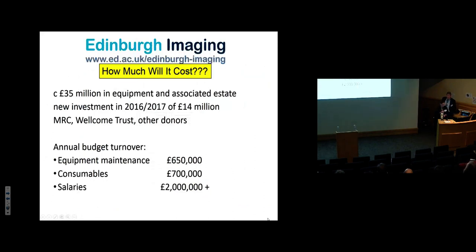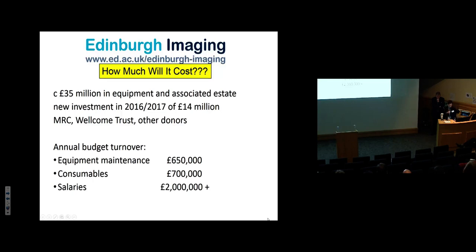Well, if I may have labored that point a few times, it's because imaging research is exceptionally expensive, and we are not NASA, any more than our speaker has been NASA endowed either. We're very fortunate that the university has been very proactive in supporting the ongoing investments in imaging. We currently have something like a 35 million footprint in terms of the equipment and associated estate, and the recent investment in the last year has been in the region of 14 million, including not just the equipment but the facilities expansion which has been required to accommodate it. We're very, very grateful to a number of very generous donors, particularly the MRC and the Wellcome Trust and a number of other charitable organizations.